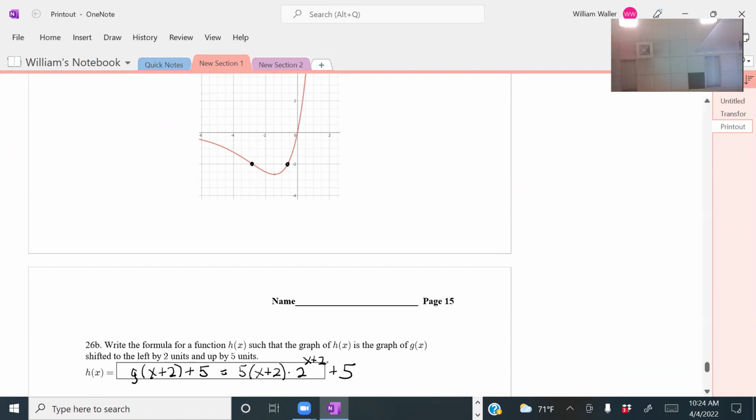So we get this kind of funky formula for that new function H. So that would shift this graph up. It's supposed to go up 5 units and to the left 2 units, right? So we get in this direction.